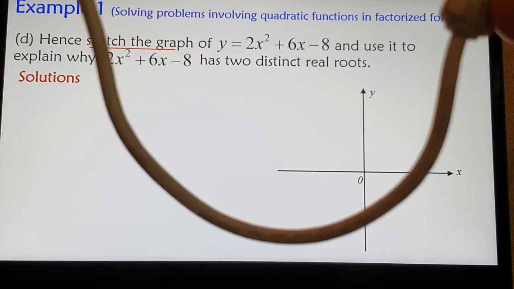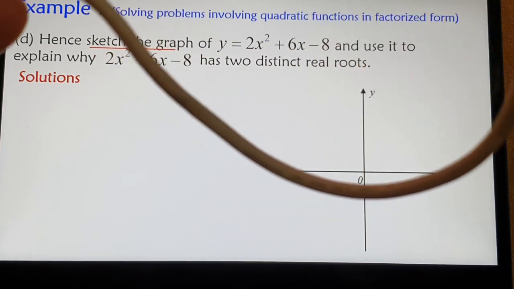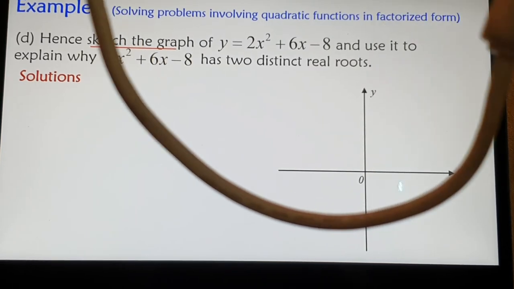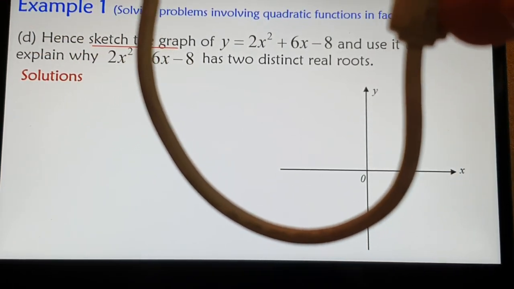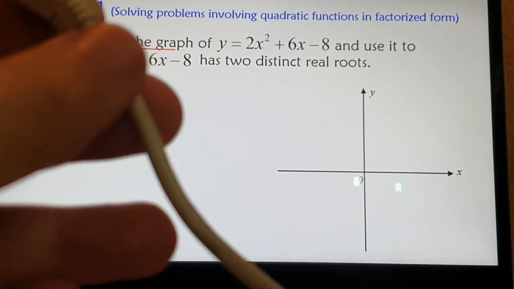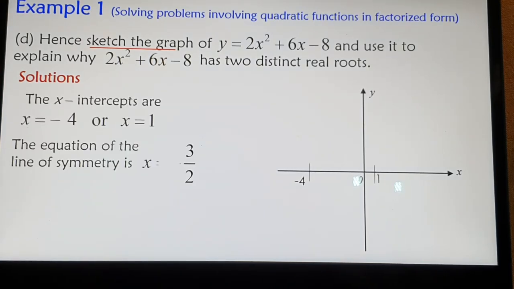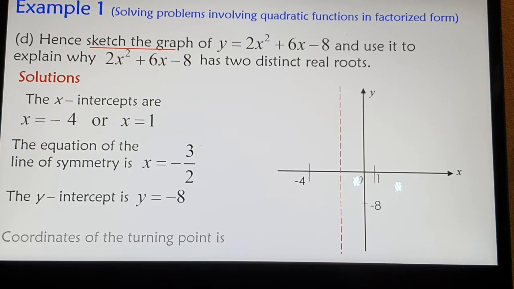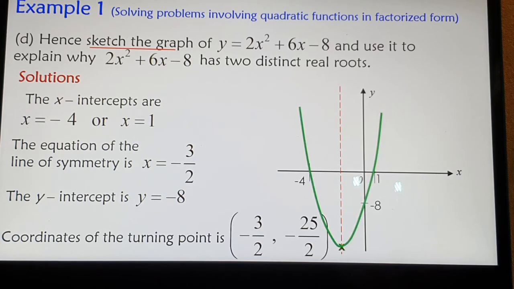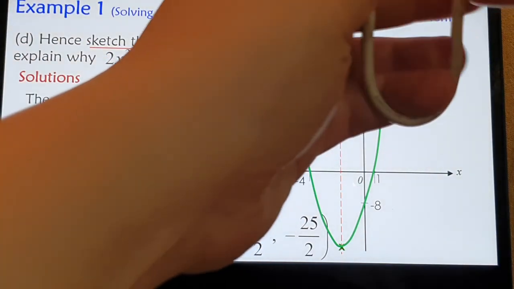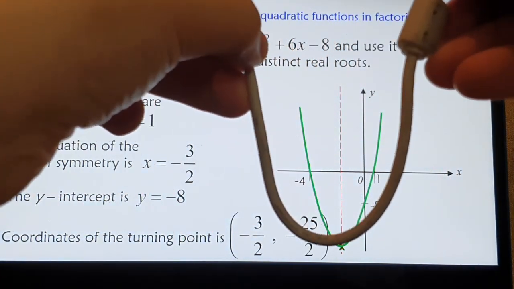That means the shape cannot suddenly change. It can be wider or narrower. What I'm trying to say is that your curve must be a very nice curve, like this. Okay? Like this. So your curve is going to go nicely.